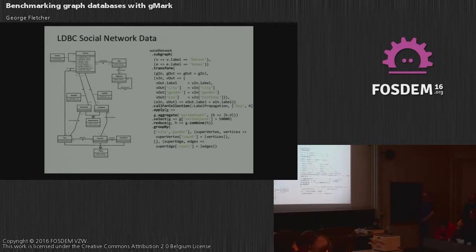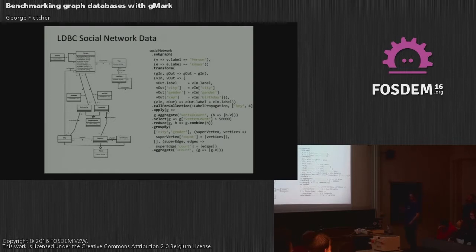So the result would be a new graph where each vertex represents a city and a gender. For example, Leipzig female, Leipzig male, Dresden female, Dresden male, and also the edges between them. We also apply the aggregation to count those vertices. We want to know how many persons are represented by each super vertex, and the same applies for edges.